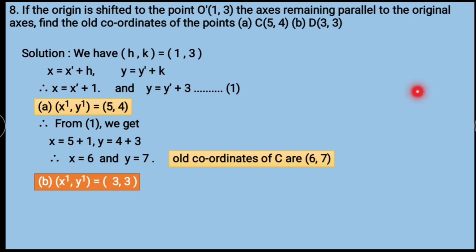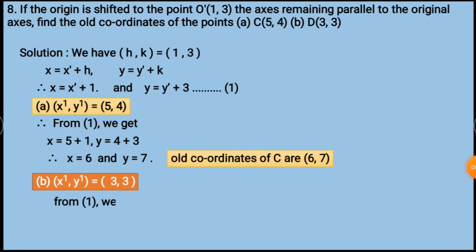Similarly for sub question B, the coordinate of D are 3, 3. So we write here x dash, y dash equals 3, 3. That means the value of x dash is 3, the value of y dash is 3. So we substitute this value in equation number 1 so as to obtain the old coordinate. So we get here x equals 4 and y equals 6. So the old coordinate of point D are 4, 6.